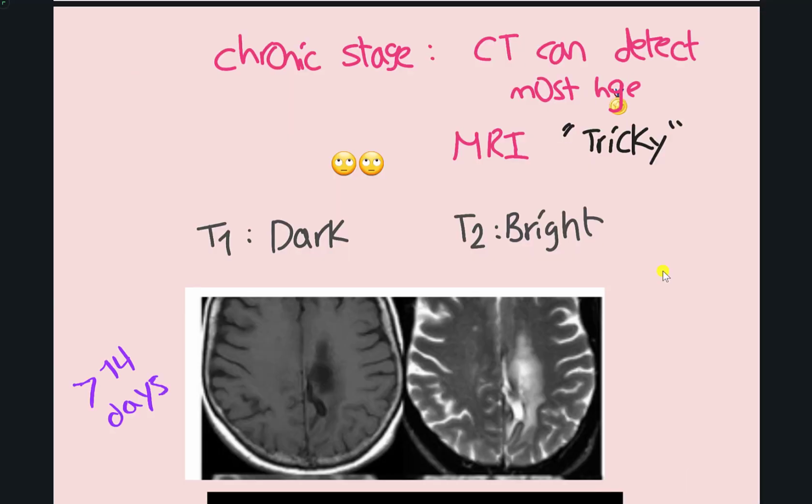Now, let's come to the chronic stage. CT can detect most hemorrhage also, as I mentioned before in the example of chronic or subacute hematoma. MRI is tricky because in T1 it will be dark signal like this one, and T2 it will be bright like this one. So this is a chronic hematoma with the onset of symptoms more than 14 days.